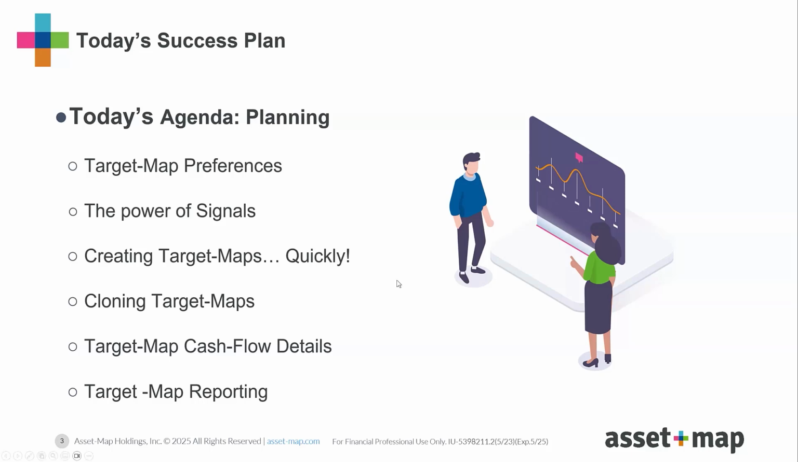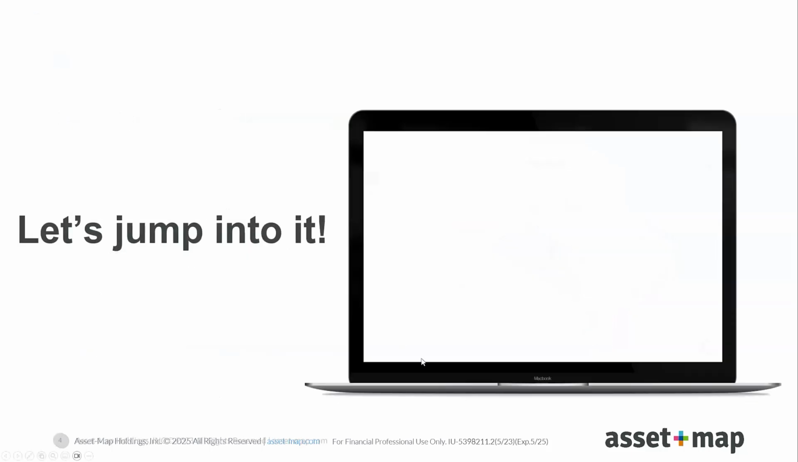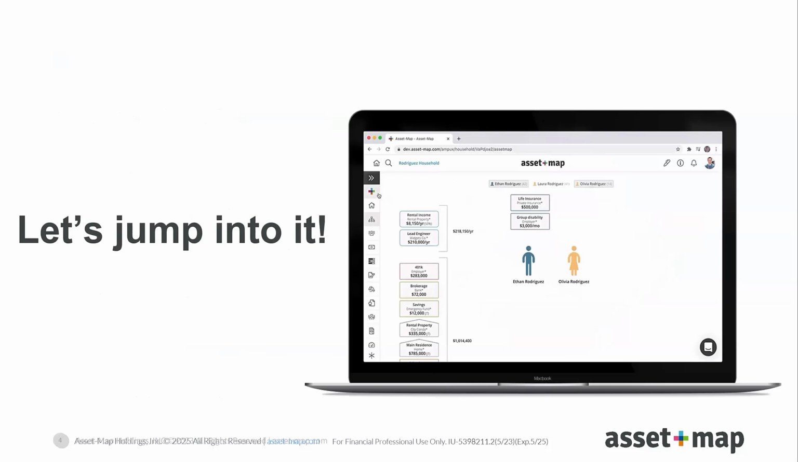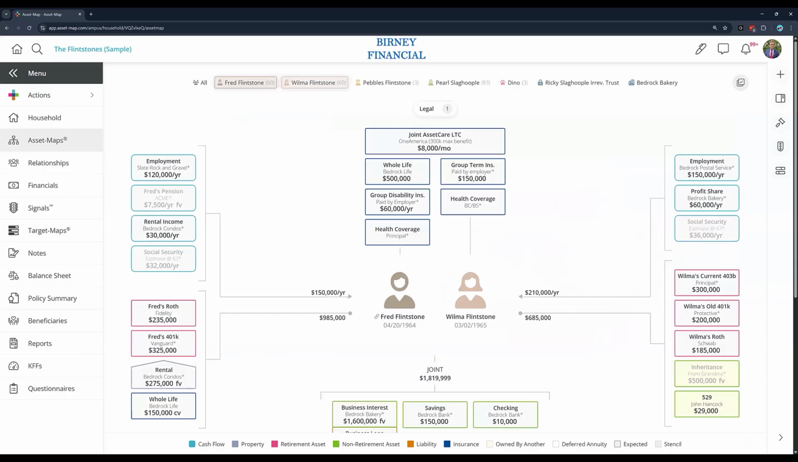But I am not going to bore you today with a whole bunch of slides. We will actually be live in app for the majority of this conversation. I'm going to switch my screen right now over to an asset map I have built out specific for this call. You should see that map popping up on your end right now.